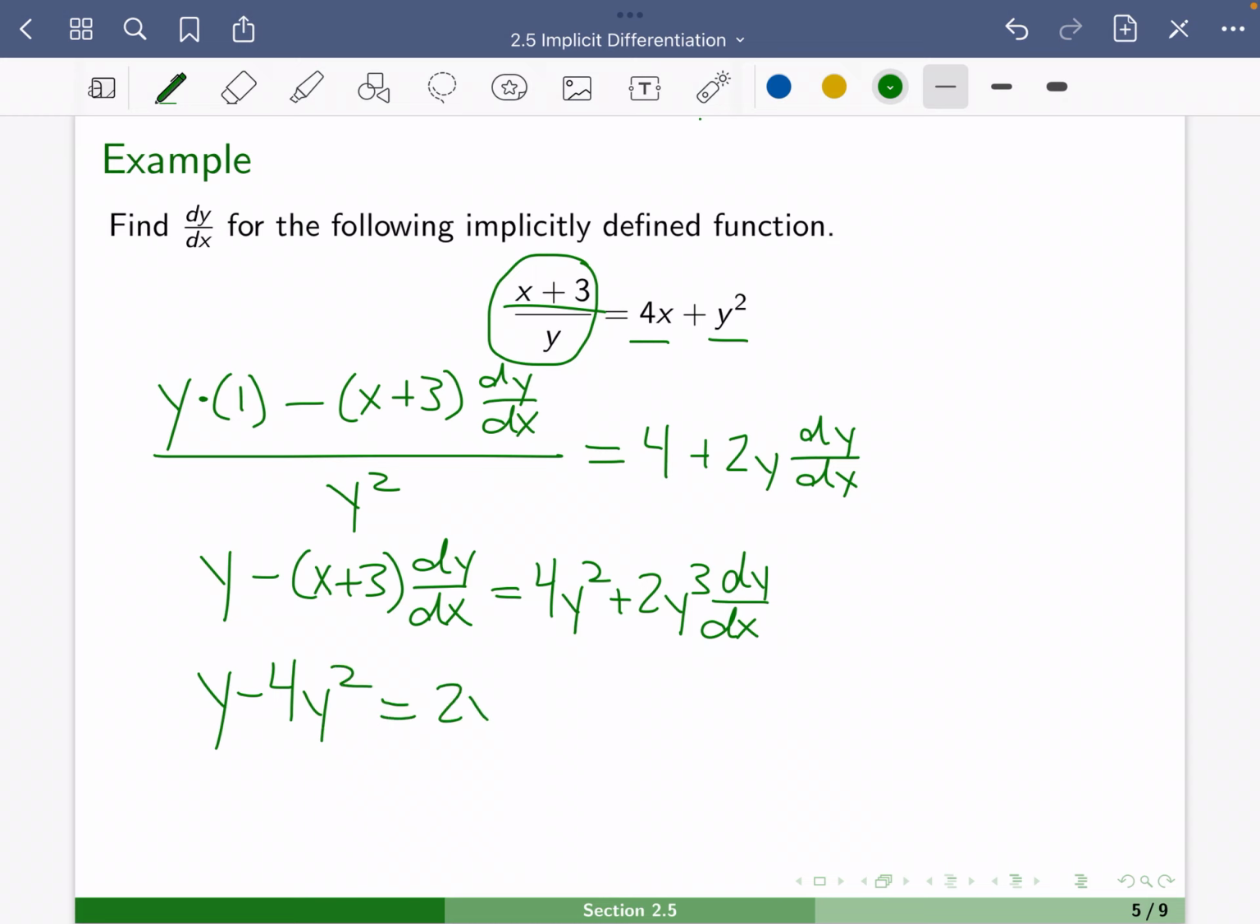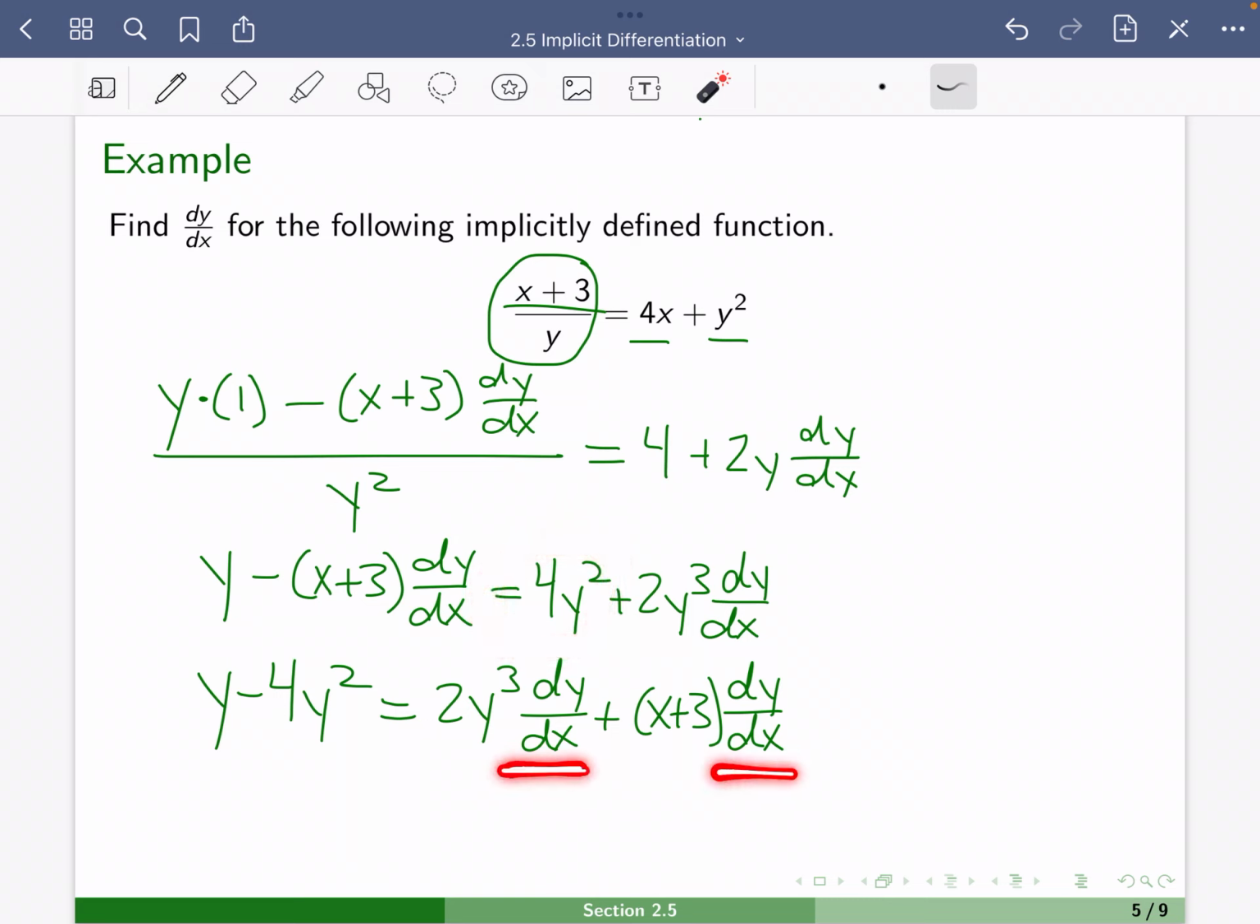is equal to 2y cubed dy/dx plus (x + 3) dy/dx. All right, so we added this to both sides, and we subtracted this from both sides. Now everything that has dy/dx is over here on the right-hand side, and on the left-hand side is only things that do not involve that dy/dx. So we're trying to solve for dy/dx, and so our next step is on that right-hand side, we're going to factor out a dy/dx.